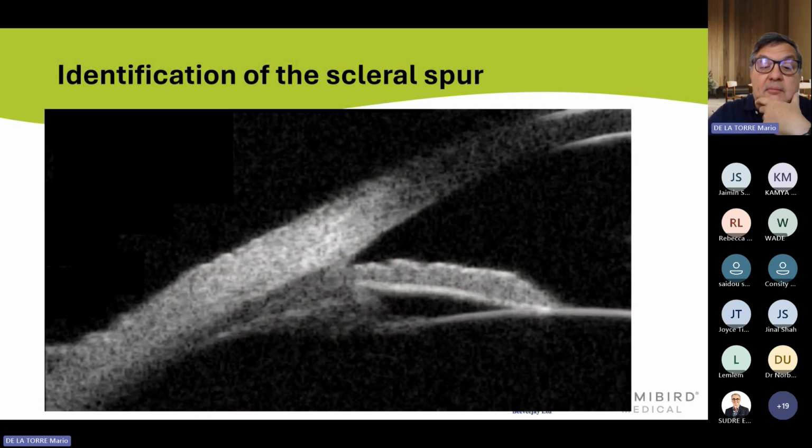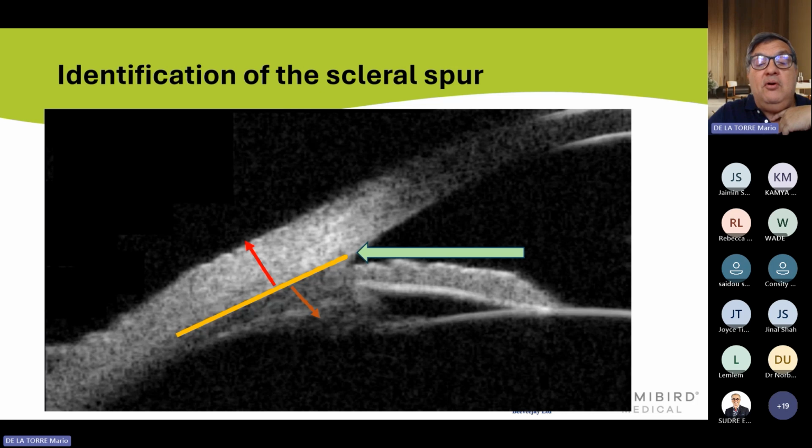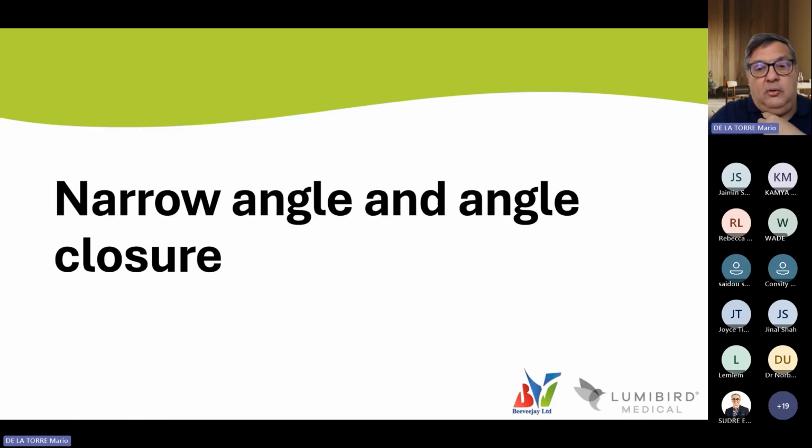Here in UBM, you trace a line between the white part, which is the sclera, and the gray part, which is the ciliary body, to the point where this line reaches the anterior chamber angle. This is the scleral spur. That means the trabeculum is 500 microns anterior to this point, and you can decide whether the angle is open or not open.